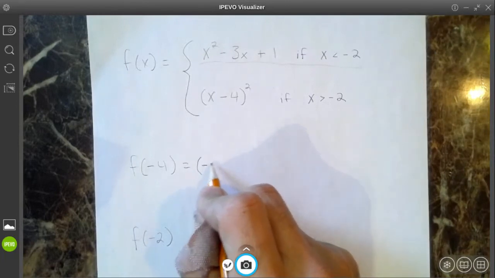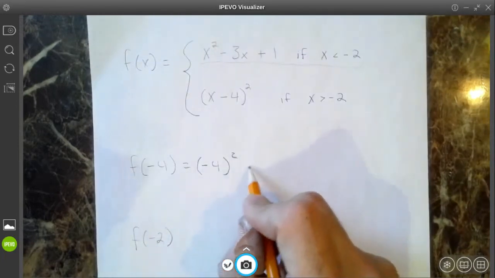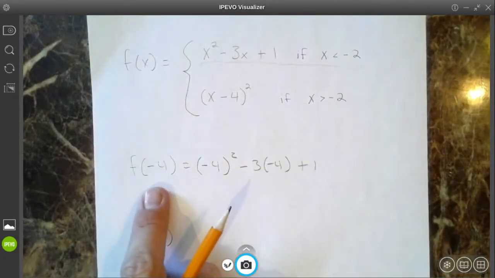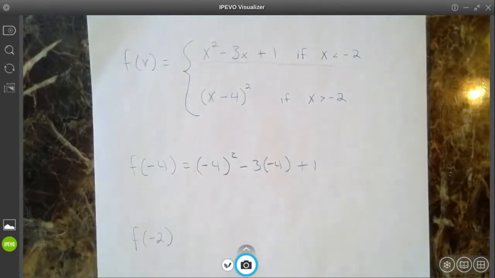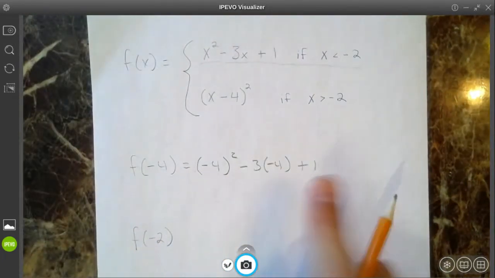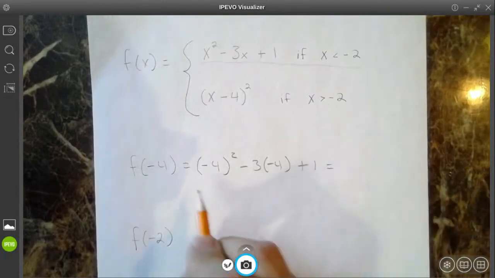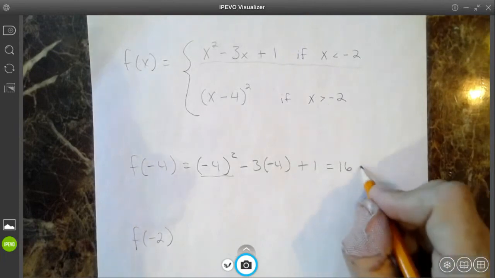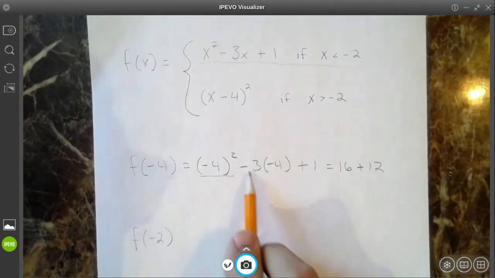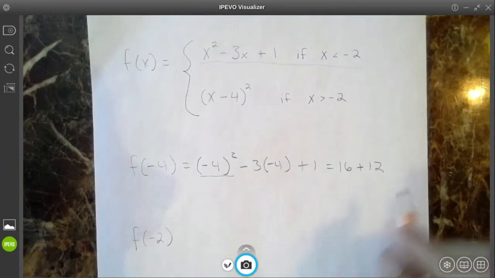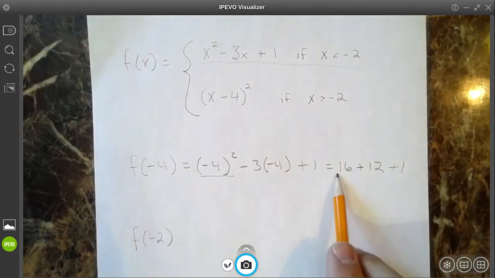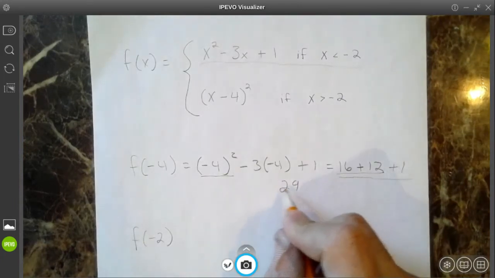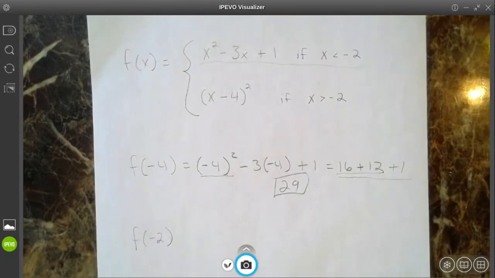Remember, when you're plugging in negatives and you've got exponents floating around, make sure that you wrap that in parentheses. You could use a calculator at this point if you wanted to, but I'm just going to work it out. Negative 4 squared is 16, negative 4 times negative 4. The next part is plus 12 because you've got a negative 3 and a negative 4. And then plus 1. This is equal to 28, and then 28 plus 1 is 29. There we go.